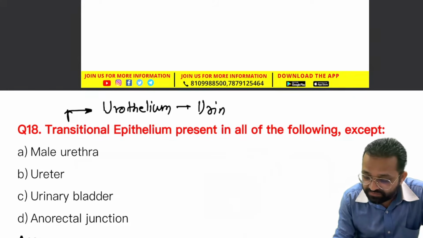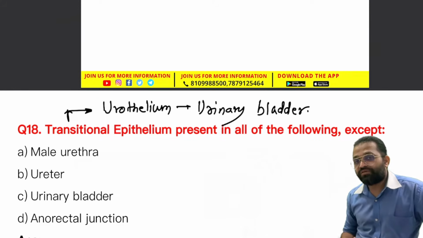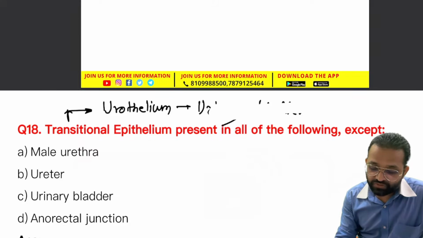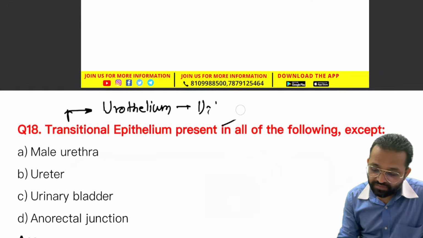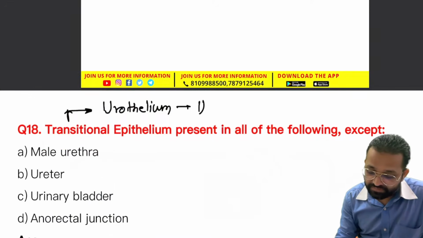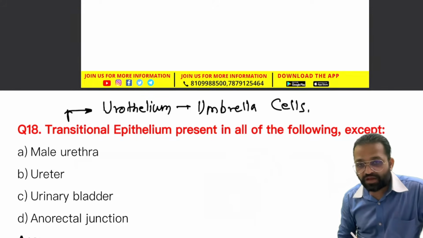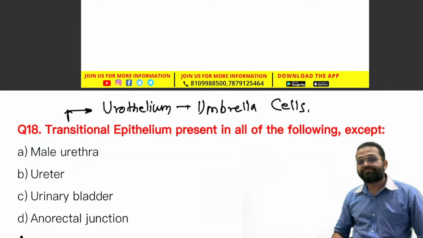It is having the stretching property for urine. Now it is having the umbrella cells, better to say. Now what is your answer?